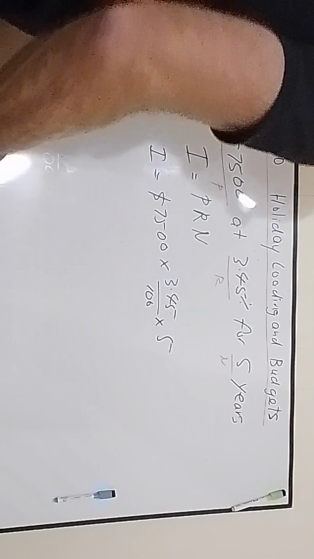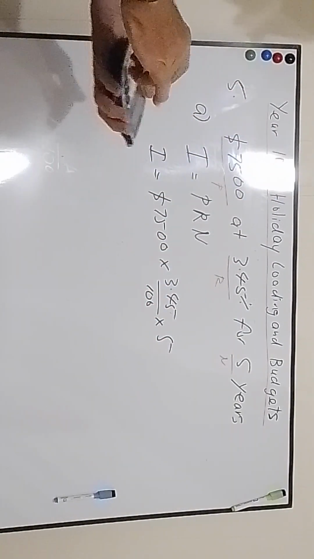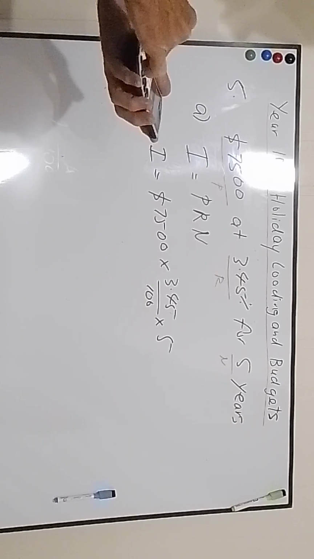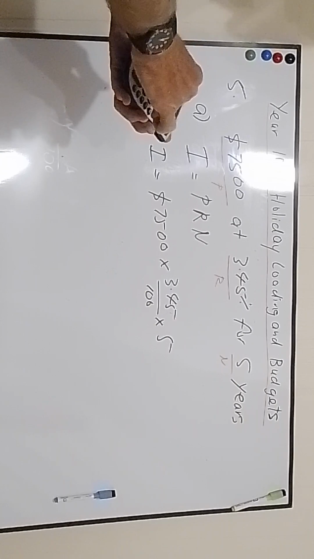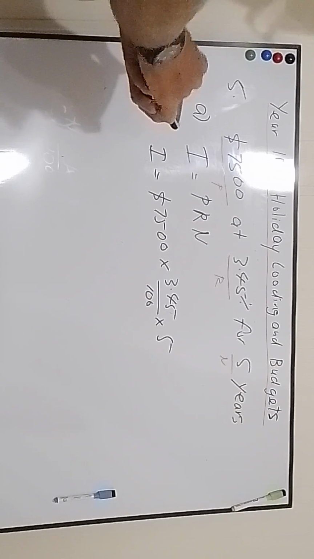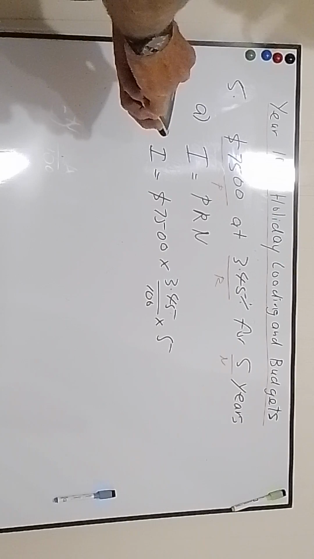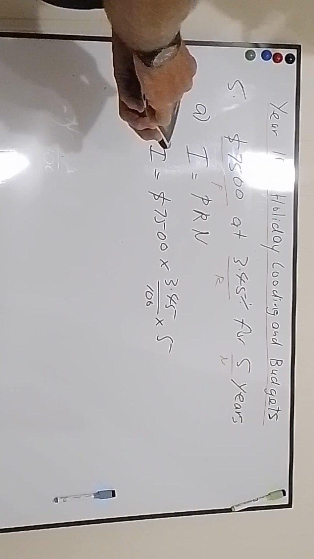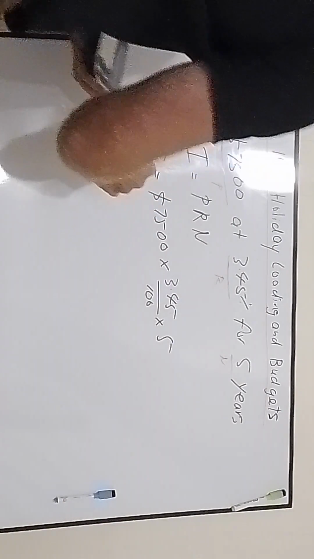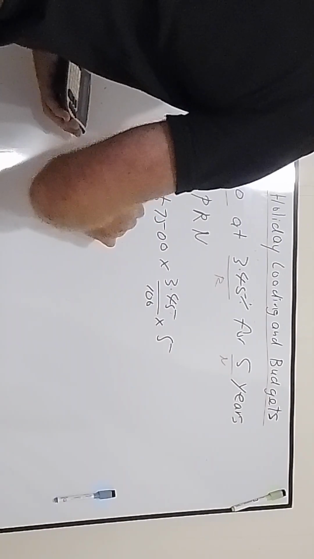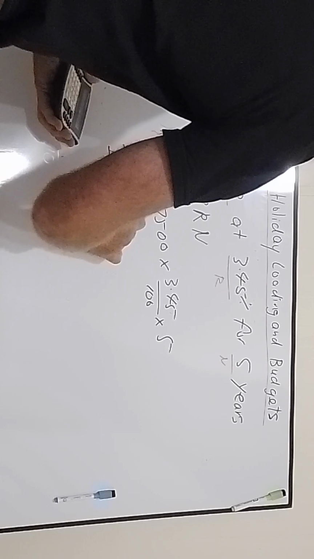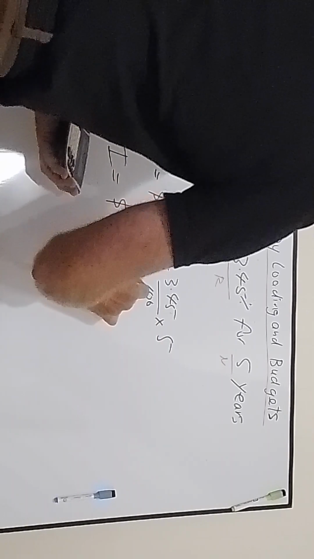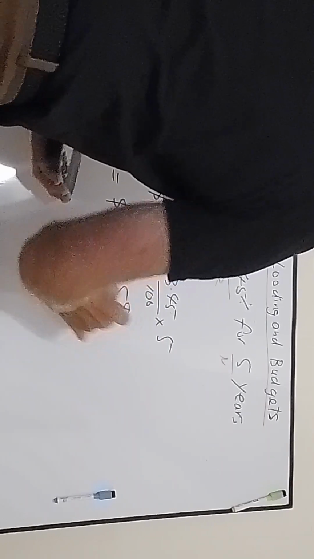Okay, so then we go 3.45 divided by 100 equals 0.0345 times by 7,500 times by 5 equals, so the interest is going to be $1,293.75.